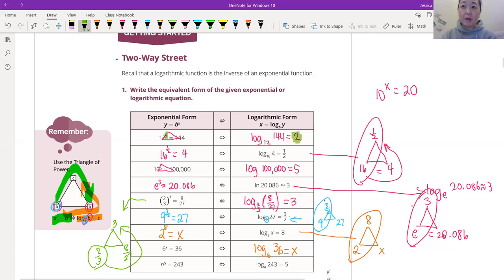So you can just use your triangle of power here. So that's base e, 20.086, and then on top is what it's equal to, which is about 3. It's always going to be approximate just because e is an irrational number, which goes on forever and ever, so decimal-wise you can never be exact. So again, that's going to be e to the third power, which is approximately equal to 20.086. If you don't believe me, check that on your calculator. All right, so there's the rest of them.